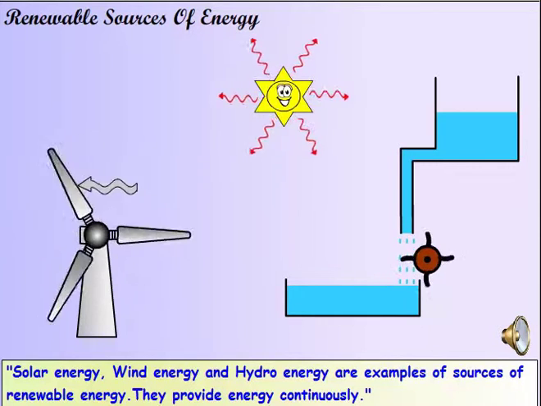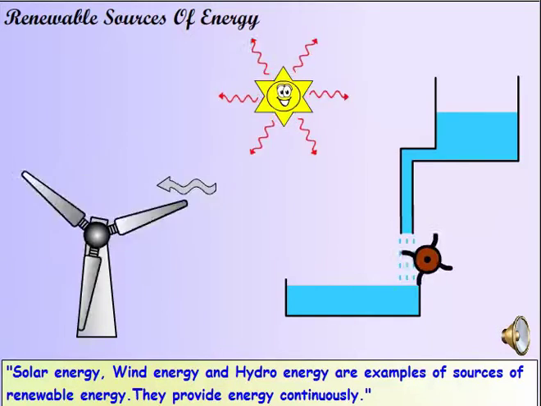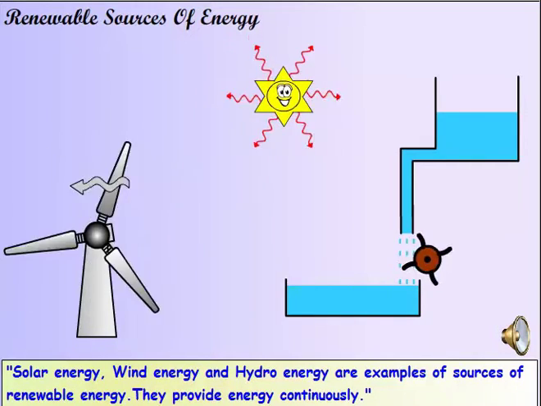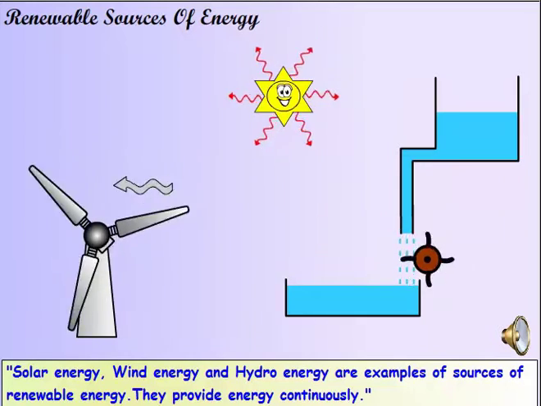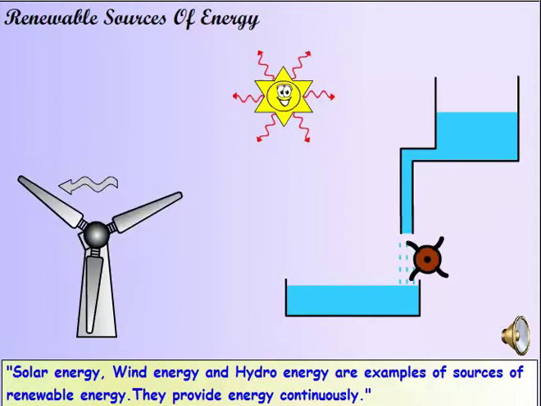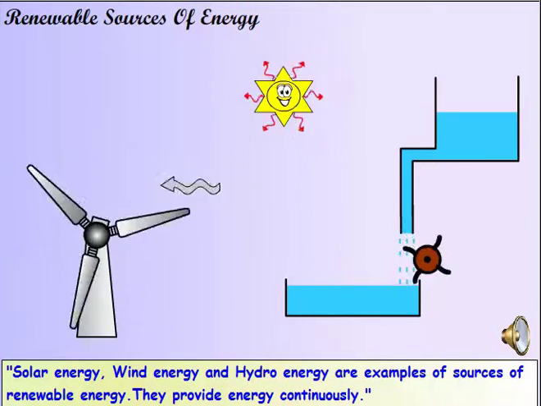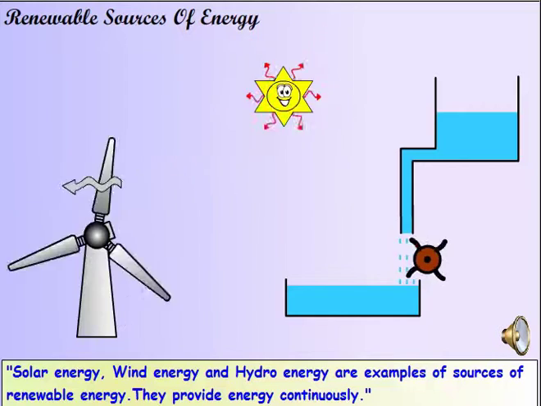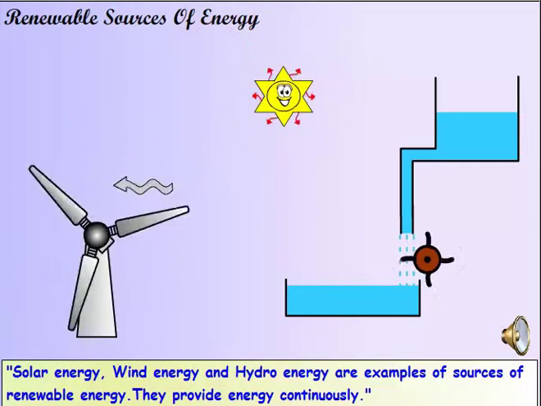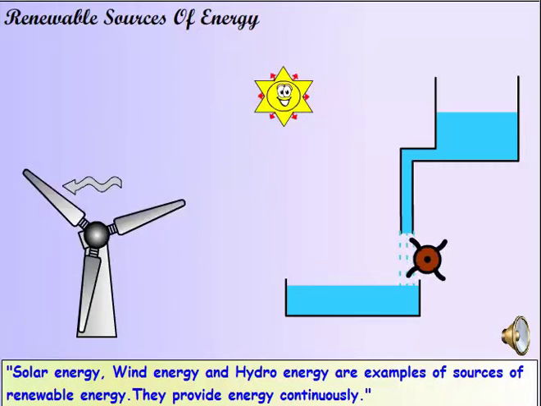Renewable energy is energy that is continuously replenished as it gets used. Examples are solar energy, wind energy, and hydro energy. Renewable energy is extremely important as it provides environmental benefits over conventional energy technologies. Since they are continuously replenished, we do not have to worry about running out of resources.